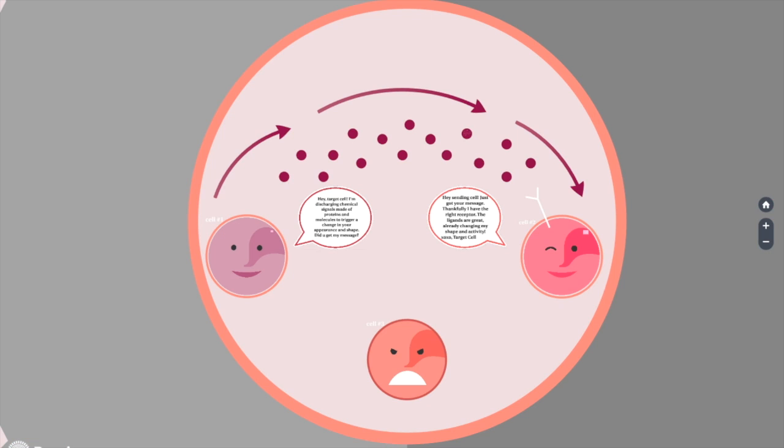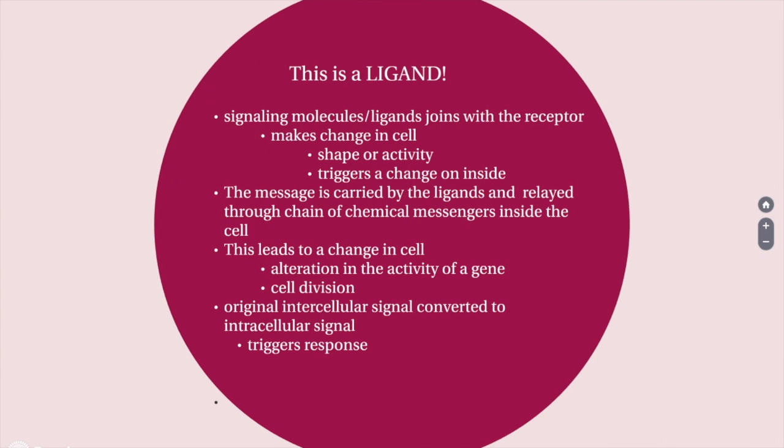So let's backtrack. We have these things called ligands, which are basically signaling molecules that have to join with the receptor for the message to be received. These ligands trigger a change on the inside of a cell. It could be a shape or activity. It could be an alteration in the activity of a gene or cell division. The intercellular signal is converted to an intracellular signal.